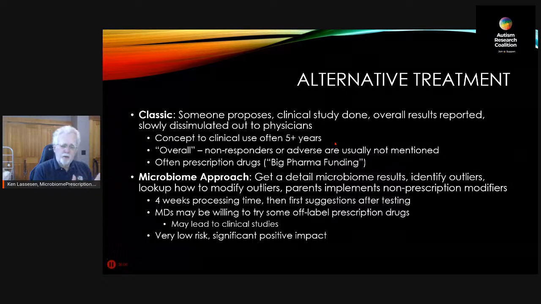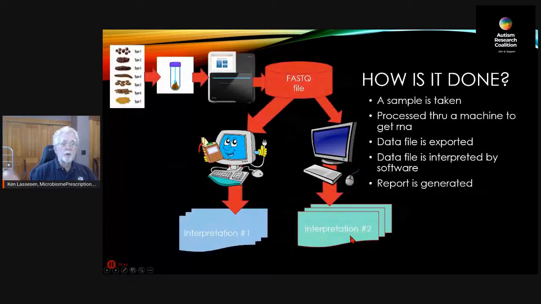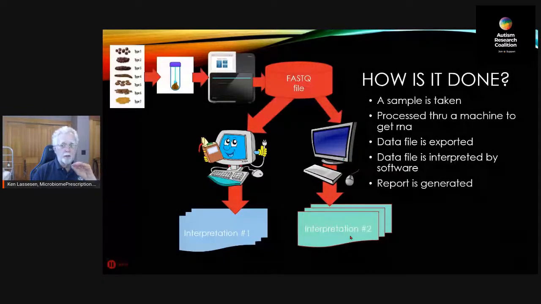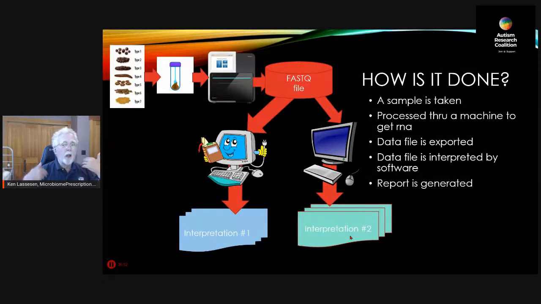In a few cases, you may find MDs willing to try some off-label prescription drugs. The database I have includes prescription drugs, so you can actually get suggestions for possible things to discuss there. And hopefully some of this may lead to clinical studies, but again, clinical studies are a slow process, unfortunately. The main aspect of the approach I'm advocating is very low risk and has a significant chance of having a significant positive impact. In other words, it's a good deal. Let's take a look at how a microbiome sample is done, because there are some gotchas in interpreting things.